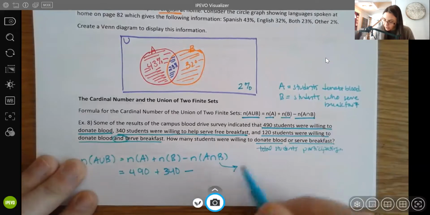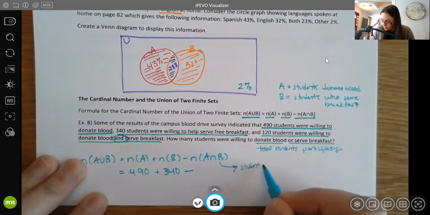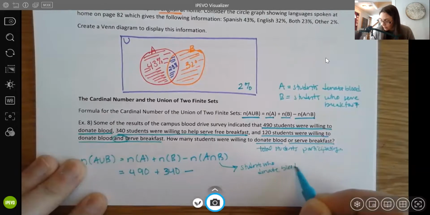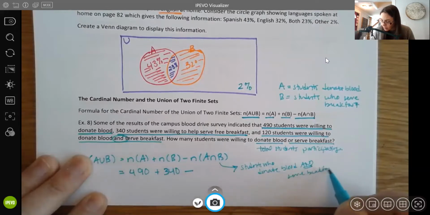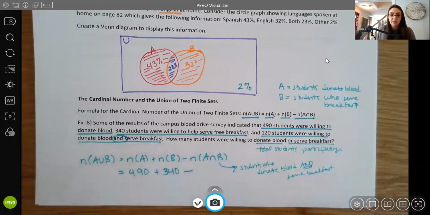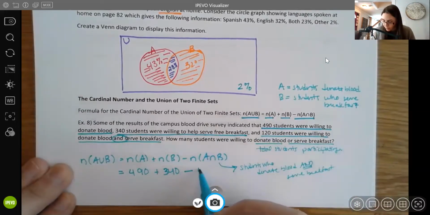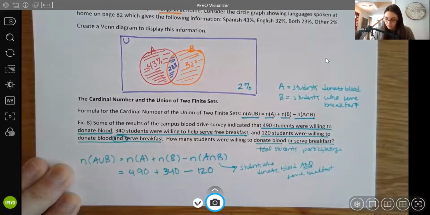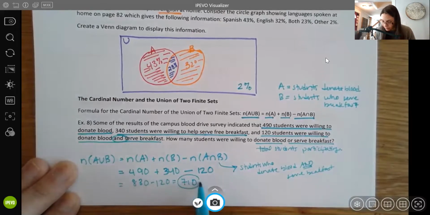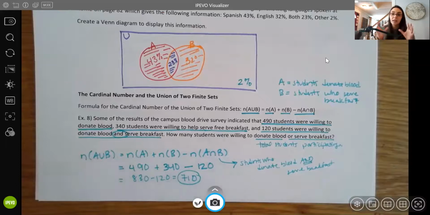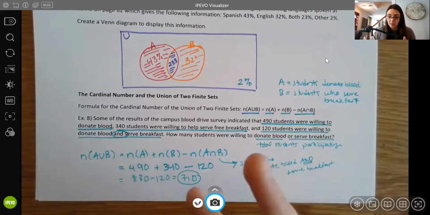So in this case, these are students who donate blood and serve breakfast. Remember, you can think of that word "and" as an intersection. So that's this group right here. This 120 students are doing both. So we're going to subtract out that 120 at the end. So you end up with 830 minus 120, which is 710. So there are 710 unique students who are participating in this event, okay?